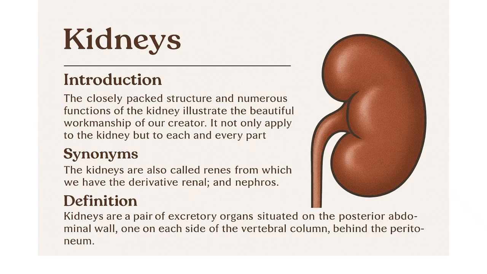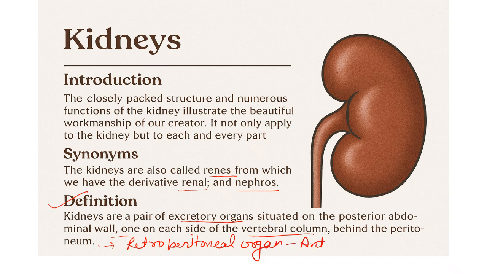Here there are a few synonyms related to kidney, like renis, renal and nephron. If we define the kidney, these are a pair of excretory organs situated on the posterior abdominal wall, one on each side of the vertebral column behind the peritoneum. It means it is a retroperitoneal organ, or we can say it is anteriorly covered by the peritoneum only.